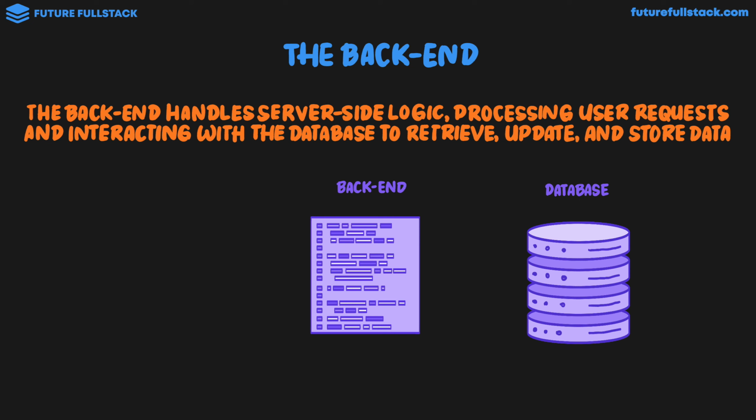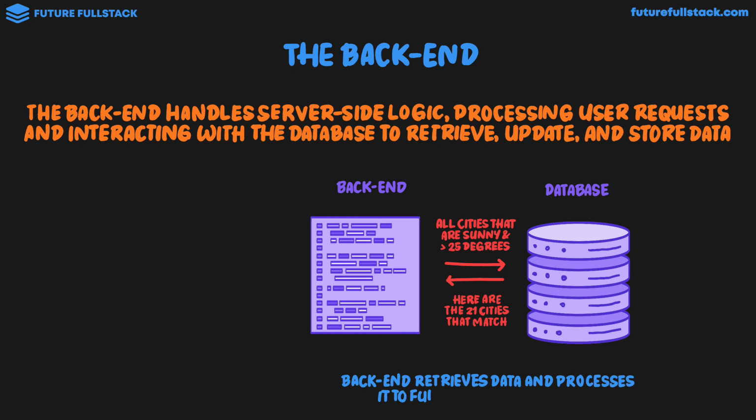For example, the backend could have code that requests a weather database for all cities that are sunny and above 25 degrees. The backend would then get a response of, here are the 21 cities that match this criteria. So the backend retrieves data and processes it to fulfill specific requests. Now, the important thing to realize is that there is no front end here. There is no user like me and you in their browser asking for this information.